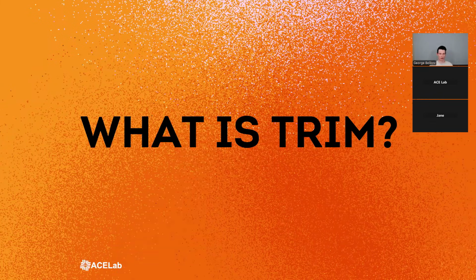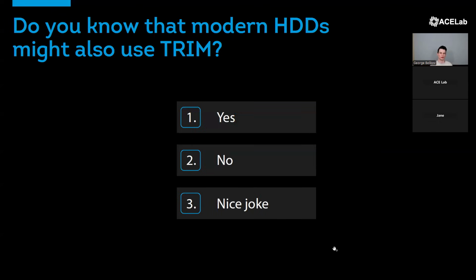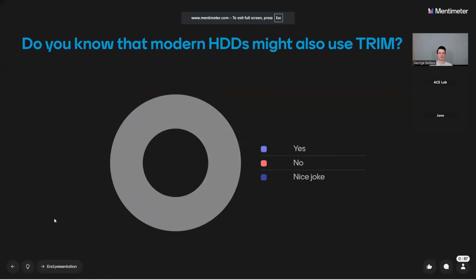But what is trim? And do you know that modern hard disk drives might also use trim? So it's not only available on SSDs. This is another question that you need to answer. Let's see how many of you are up to date. How many of you know that modern hard disk drives might also use trim? And I can tell you that it's not a small number of hard disk drives that have such possibilities. Actually, it's a very, very big part of modern hard disk drives.